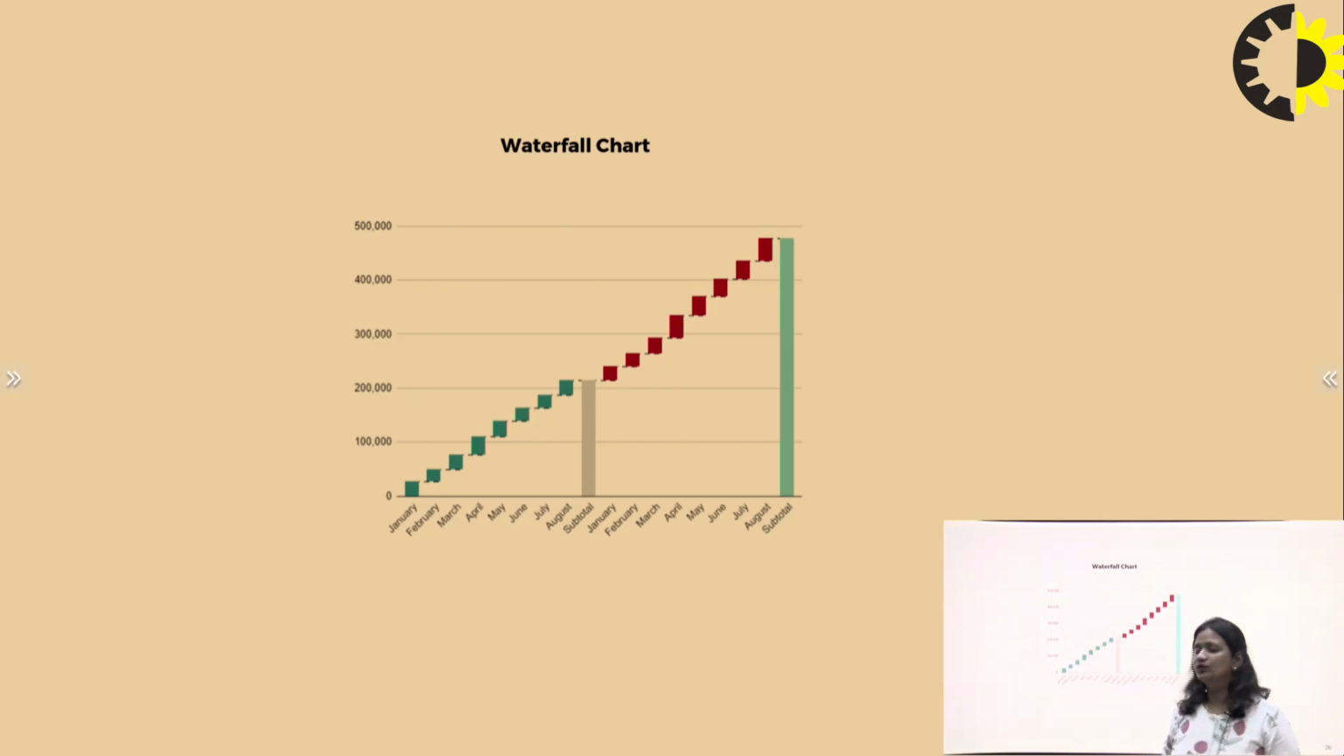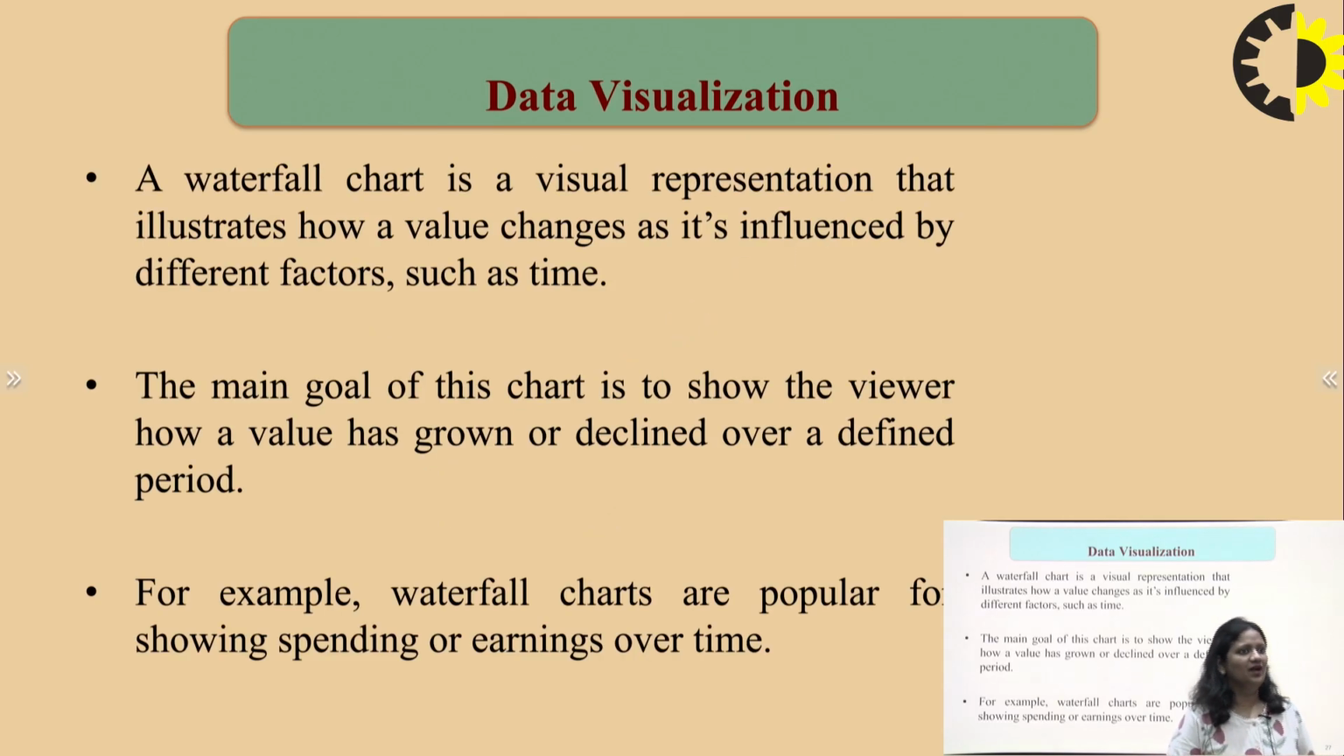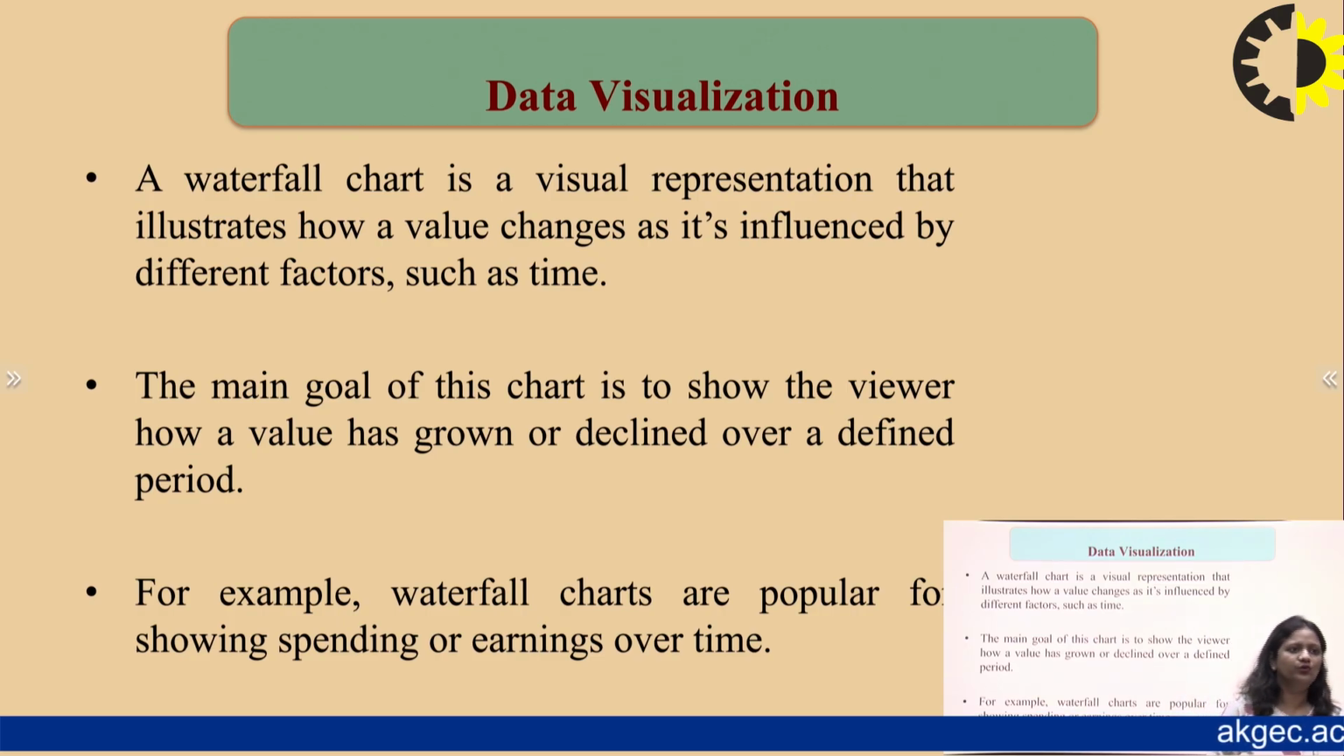Now another one is a waterfall chart. The representation of a waterfall chart is like this, like a waterfall from the mountain. A waterfall chart is a visual representation that illustrates how a value changes and is influenced by different factors such as time. The main goal of this chart is to show the viewer how a value has grown or declined over a defined period. For example, waterfall charts are most popular for showing spending or earning over time.